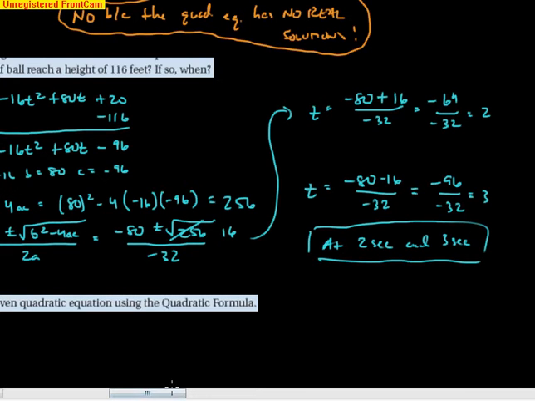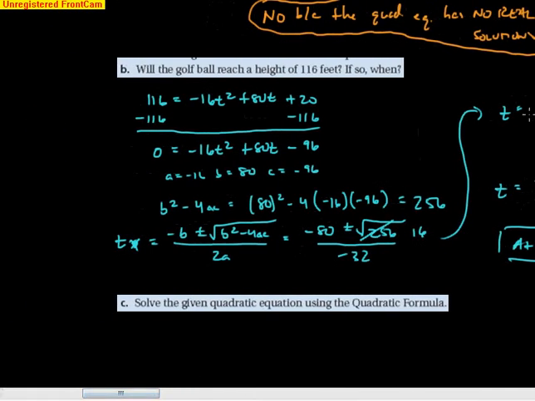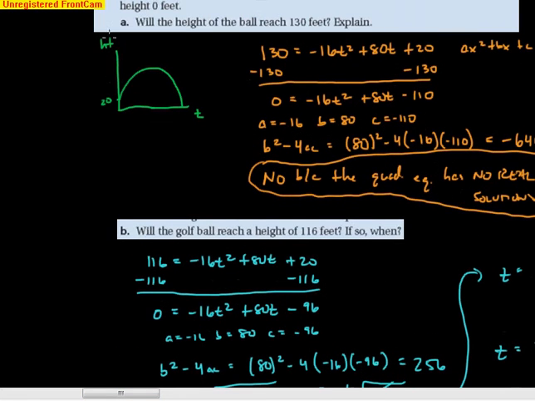So I'm going to go over my picture. So if I come up to my picture here, that means that, say this is the height 116. That means that here, this would be 2 seconds, and here, that would be 3 seconds. And again, that is when the golf ball hits that height twice, once on the way up and once on the way down. Alright? Very good.